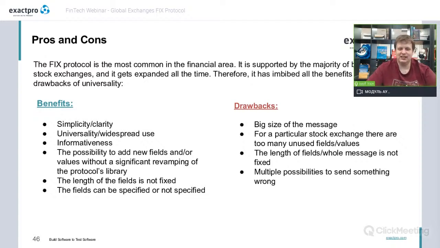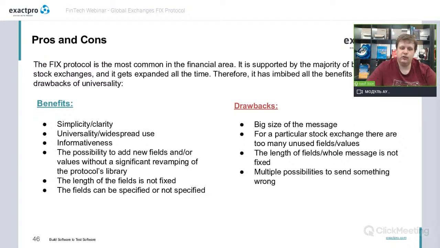There are drawbacks. Here it says big size of the message, but compared to what? There are more efficient ways of encoding messages, but there are also less efficient ways. You can send XMLs, you can use names of fields instead of tags, etc. So there are faster and more efficient ways to encode trading messages on one side, but there are also less efficient ways.